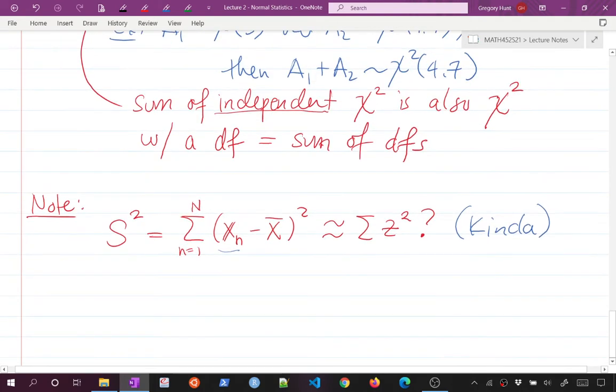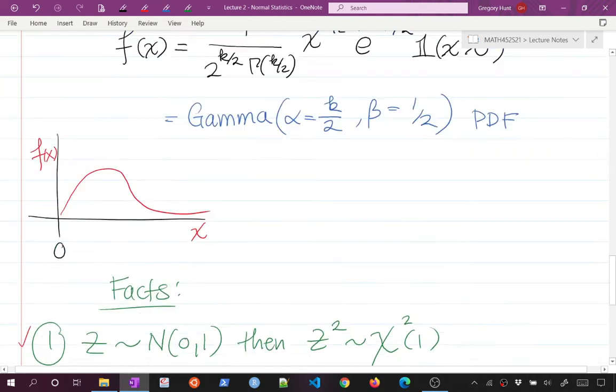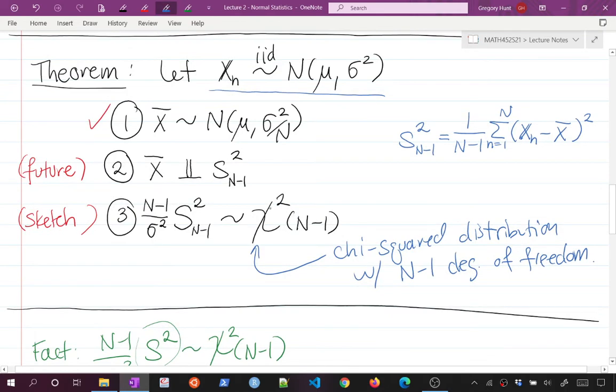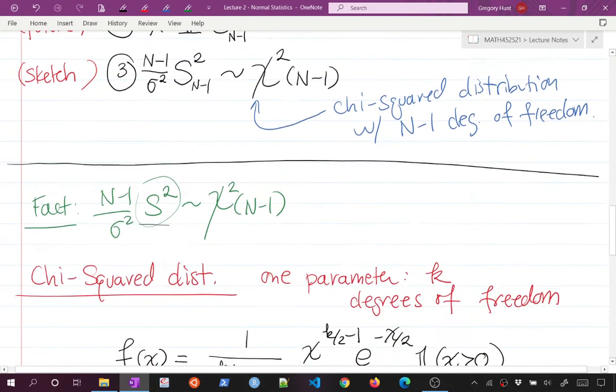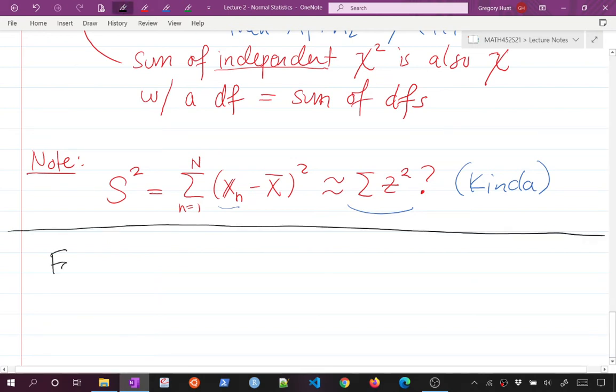And so you would kind of expect it to follow rule 2. The problem is that you would expect this sum of these things to be chi-squared on n degrees of freedom. But if we look at our theorem, n minus 1 over sigma squared times s squared is chi-squared on n minus 1 degrees of freedom. So there's always this mysterious n minus 1, right? And we can give a little bit of a deeper look at why that exists and where that n minus 1 comes from. So this is kind of for fun, let's say.